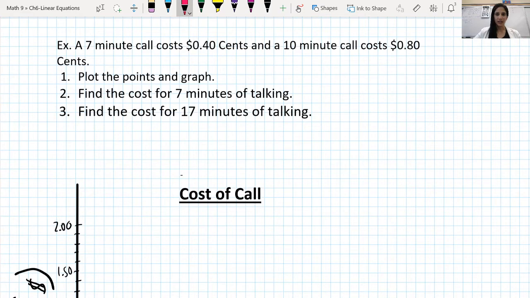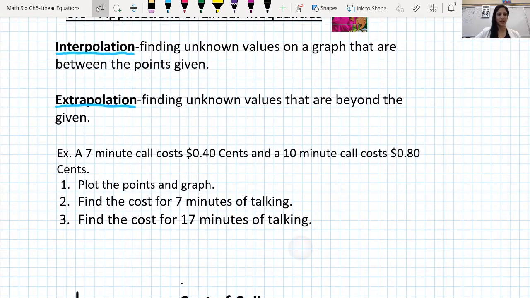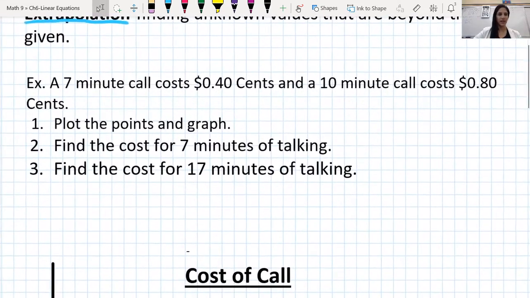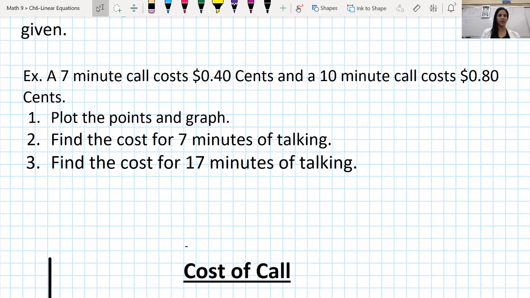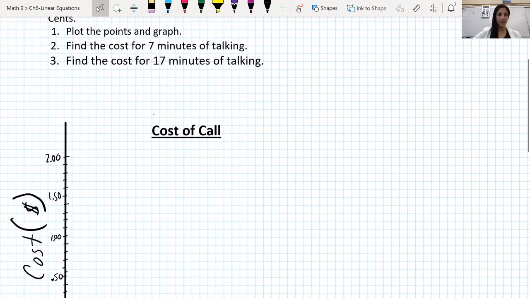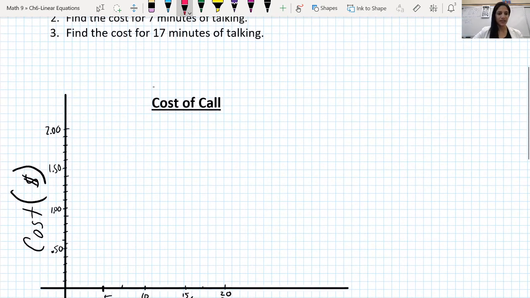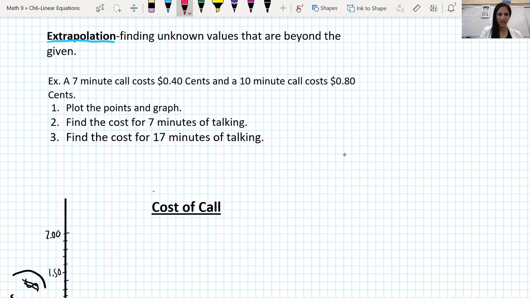let's take a look at I've already started the grid for you just to make this a little easier and clear. But let's talk a little bit about how we're going to plot this. When we go to make a graph, on the x-axis we would have the time, and on the y-axis we would have the cost here. So since the time is in minutes, we're talking about here 7 minutes, then we're talking about 10 minutes, and if I look at the questions, it asks me about 7 minutes of talking and 17 minutes of talking.